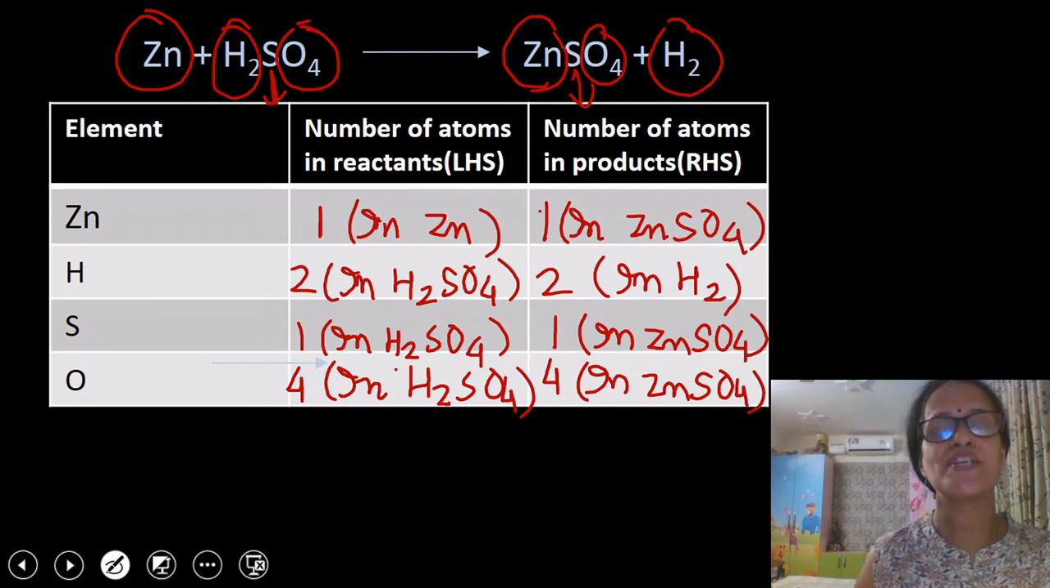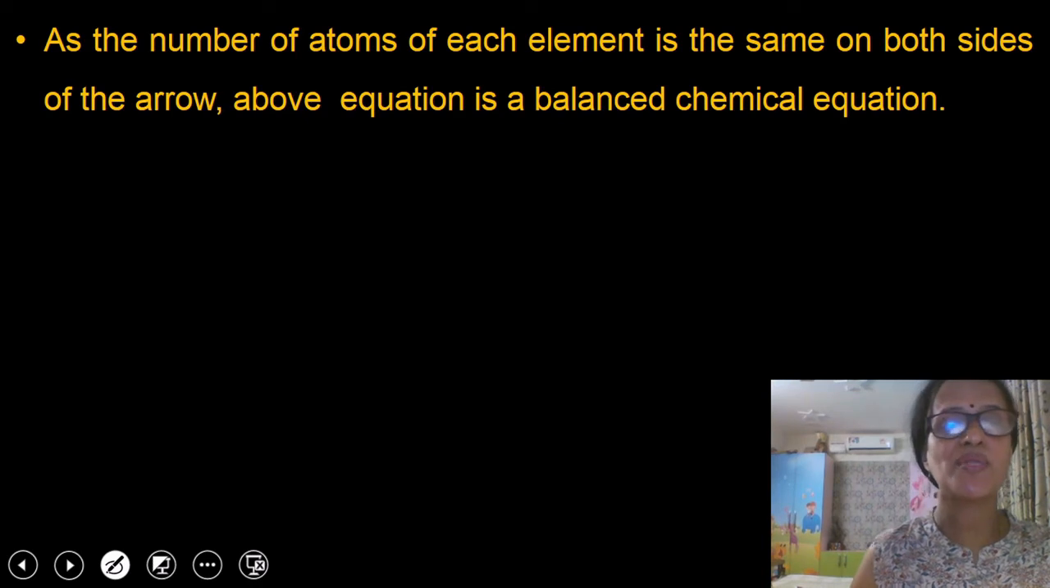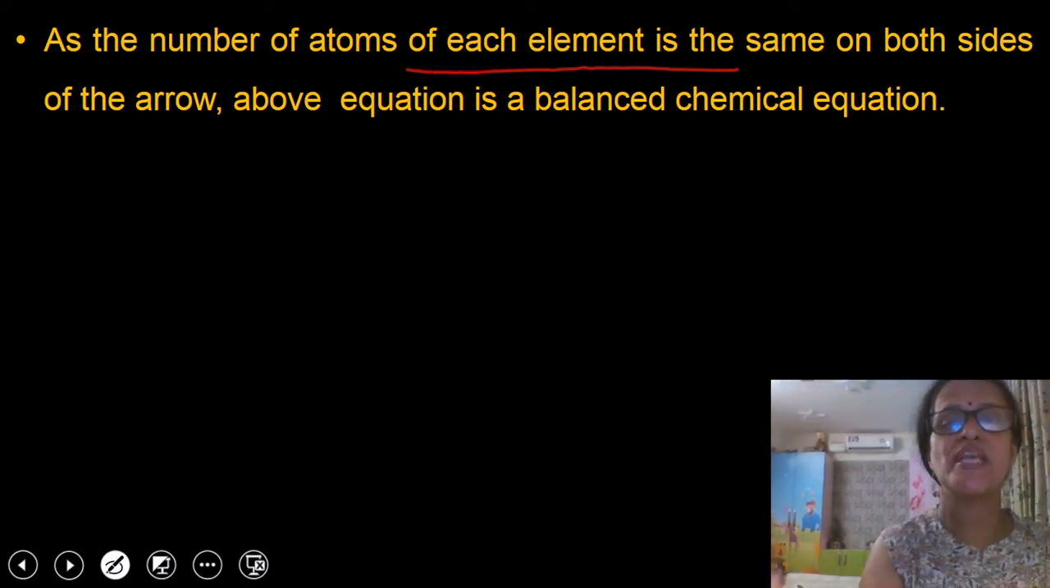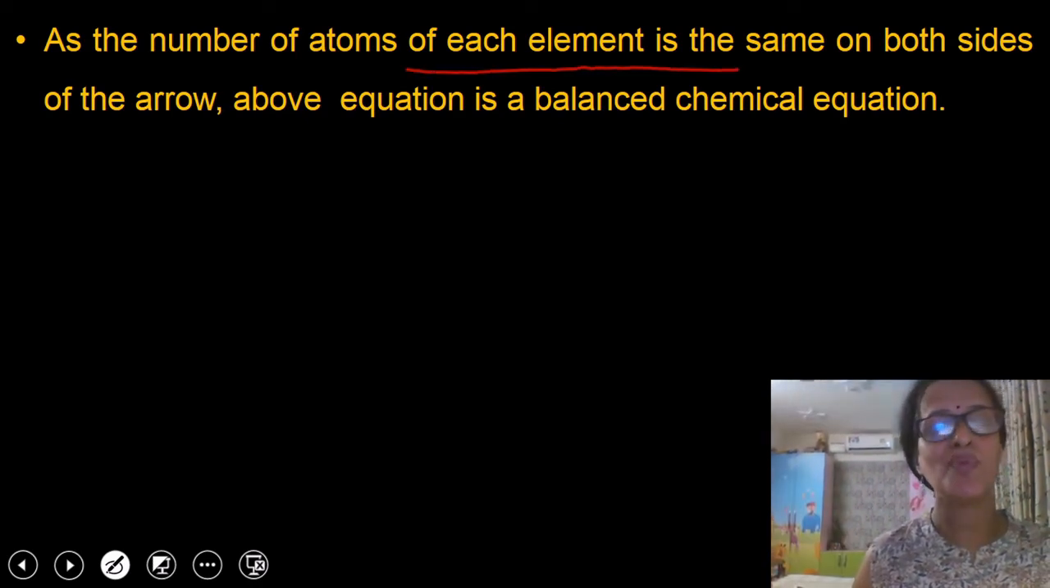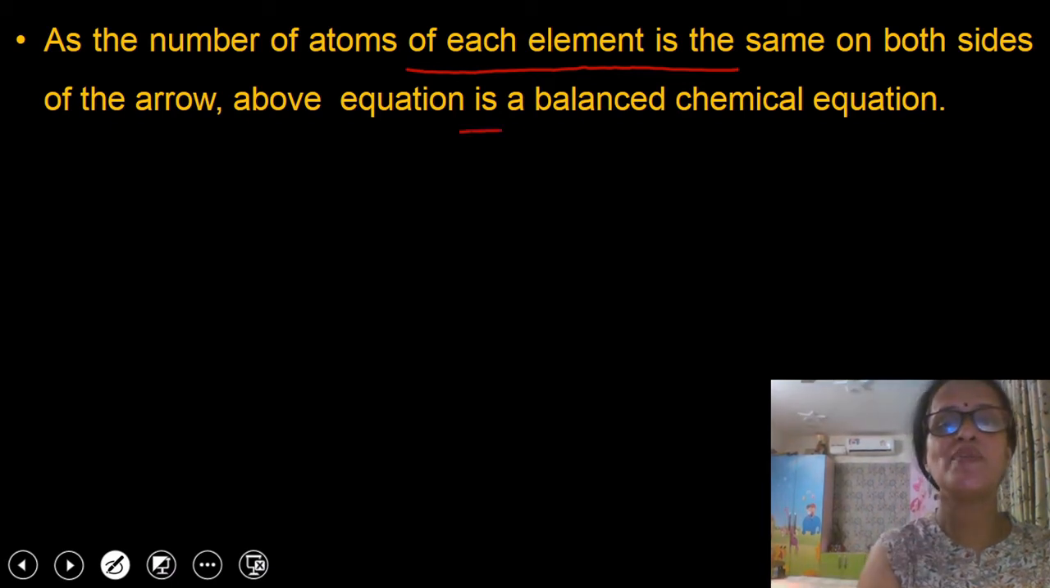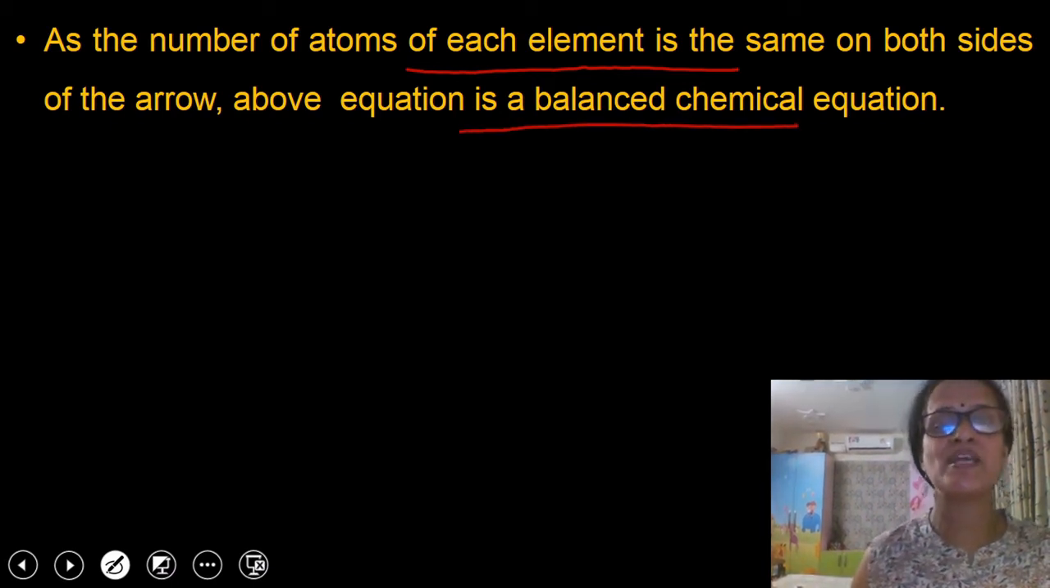As the number of atoms of each element on the reactant side and product side are the same, this reaction is a balanced chemical reaction. So we can conclude that as the number of atoms of each element is the same on both sides of the arrow, the above equation is a balanced chemical equation.